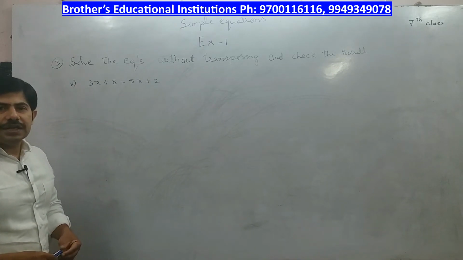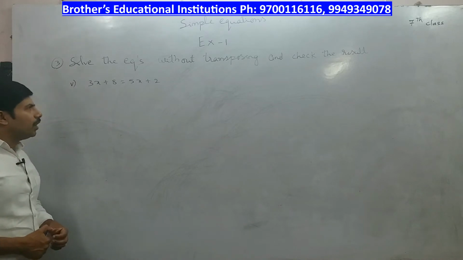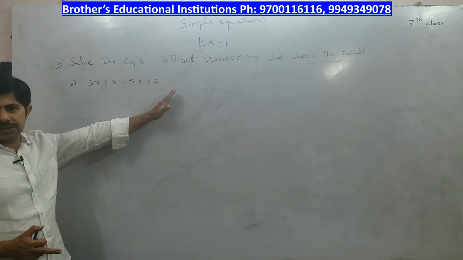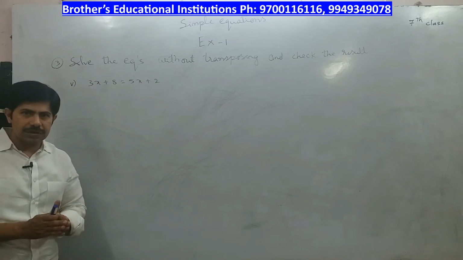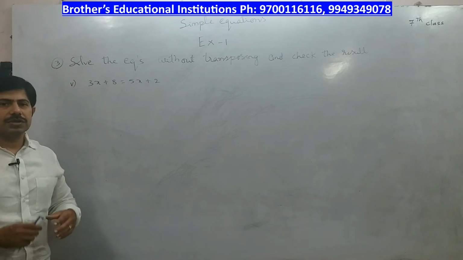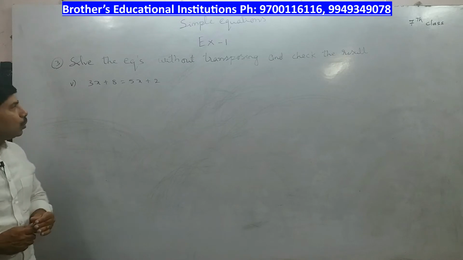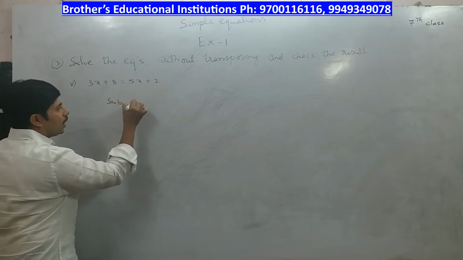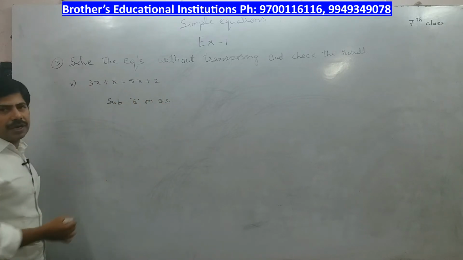3x plus 8 is equal to 5x plus 2. So what we do is first we will eliminate constants. We have a constant in LHS, we have a constant in RHS. In order to eliminate the constant, first I will concentrate on LHS. In LHS, what is the constant? We have 8. So you have to eliminate 8. How to eliminate 8? You have to subtract 8 on both sides.